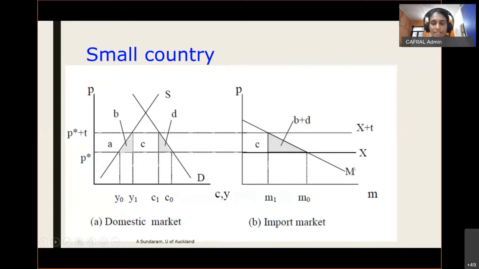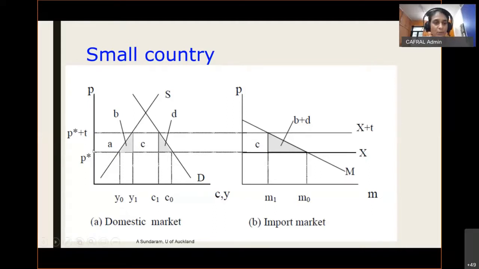Now, for a small country, what happens is that the export supply curve is just perfectly elastic at the world price. So at the world price P star, a small country can import, or the export supply that it faces from the rest of the world is infinite at that price. So it can import any amount. Now, that's not true for a large country, and we will come to that case later. So for now, small country and perfectly elastic export supply curve.